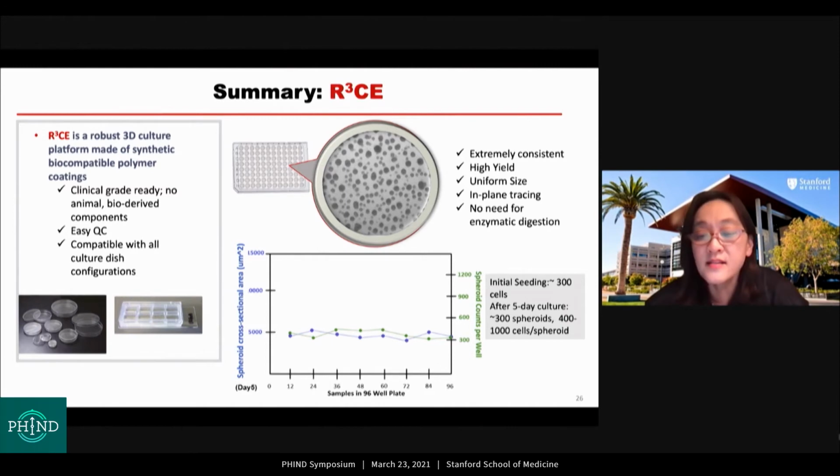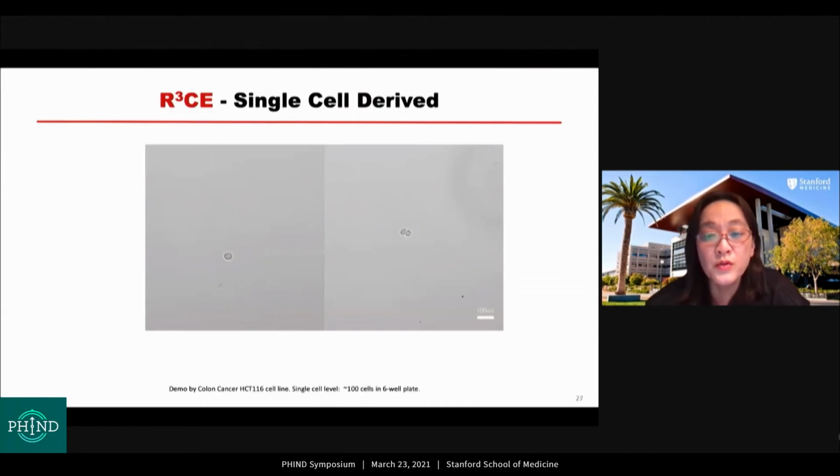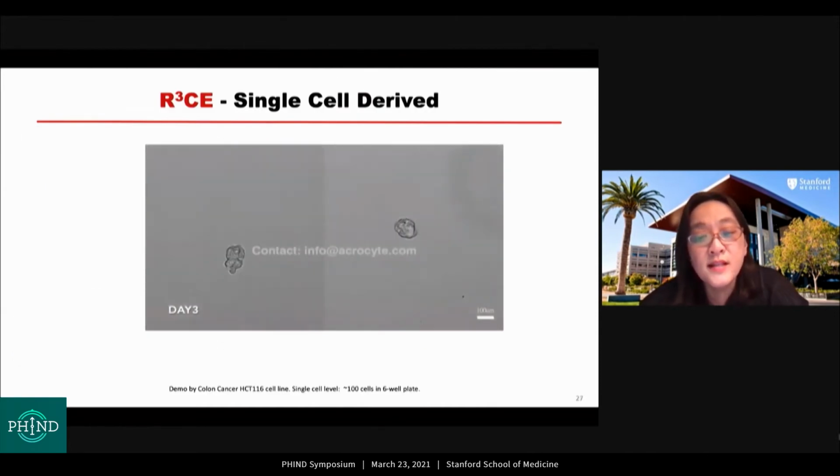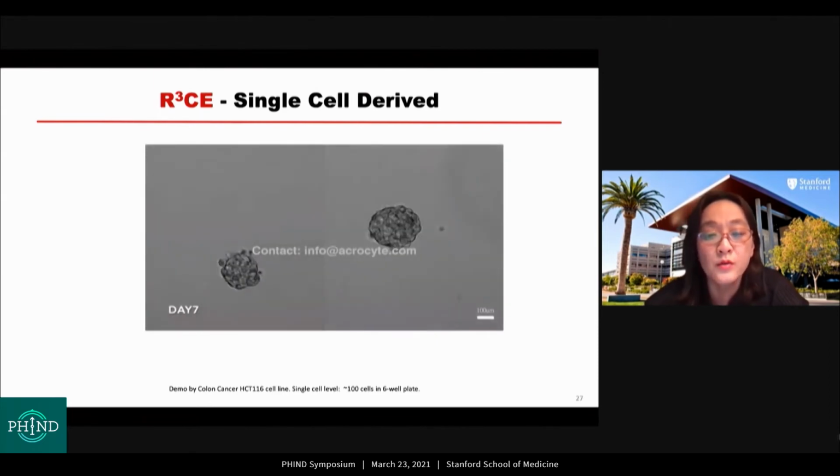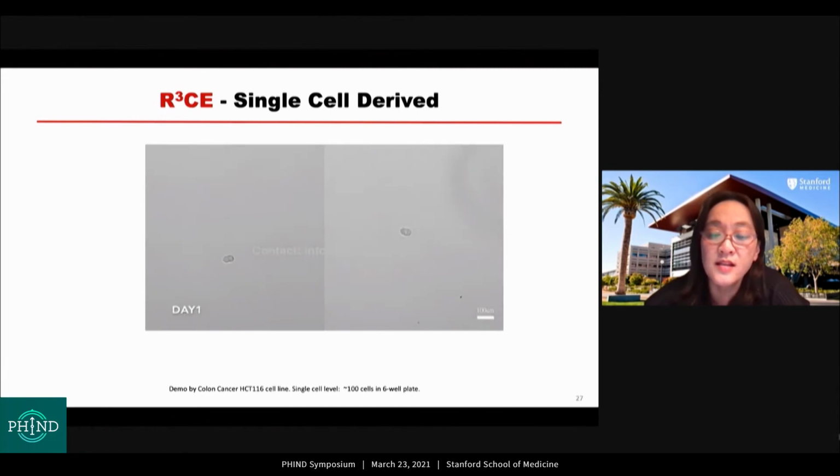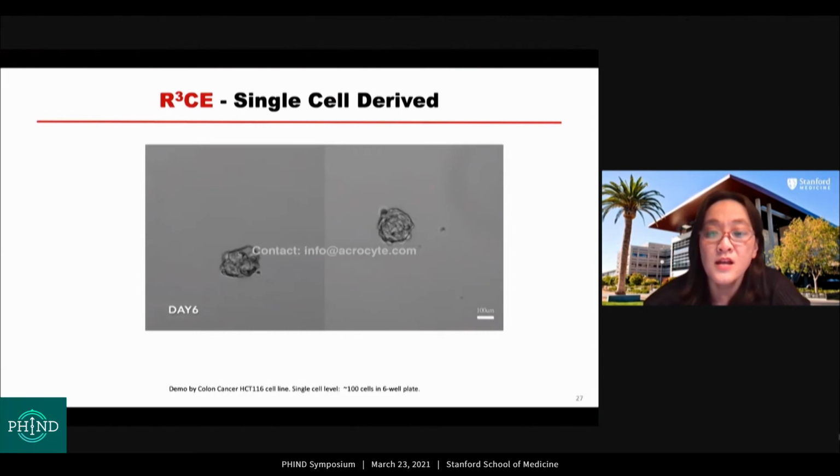So why is this such a high yield, extremely consistent, and also the spheroids are so uniform? And why is that? So I want to show you a video clip to show you single cells on the RCE plate. So it actually can derive the single cell proliferation, okay, purely from one cell derived to a spheroid on the RCE plate. So that's why when we have the 300 seedings, we still receive the 300 spheroids at the end of the day. Okay.